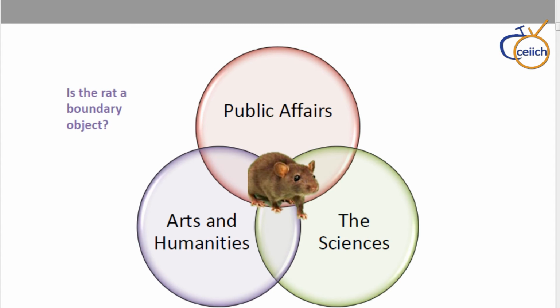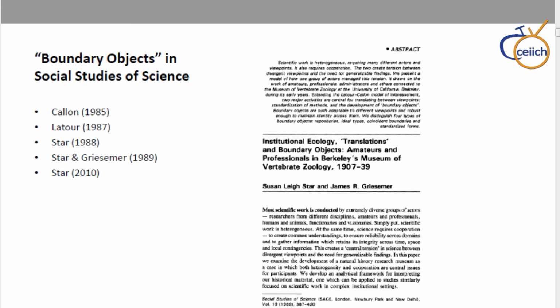Boundary object is a concept that grows out of the sociology of scientific knowledge. It actually comes out of the work of Michel Callon and Bruno Latour. But the actual term boundary object was coined by Susan Leigh Star in a paper in 1988. For those of us who are historians, we generally go back to the paper that she co-authored with James Griesemer in 1989. They had done a case study of the Museum of Vertebrate Zoology at Berkeley, and thinking about that museum as a space where boundary objects matter. And it's within this paper that they define boundary objects and give examples.